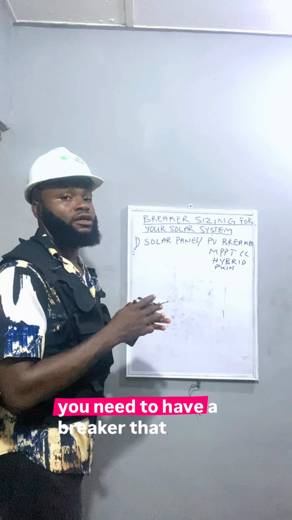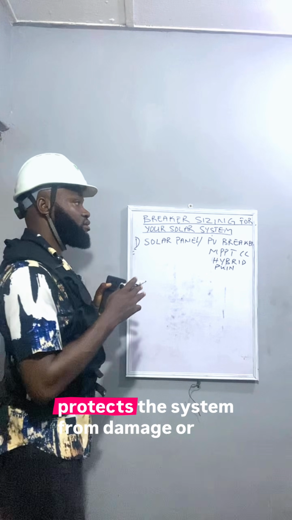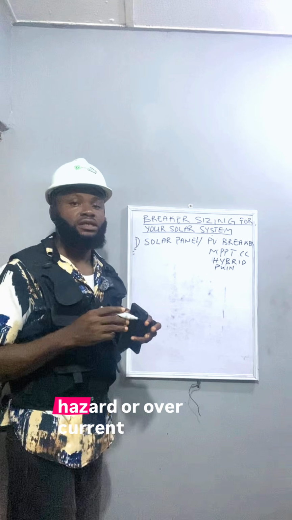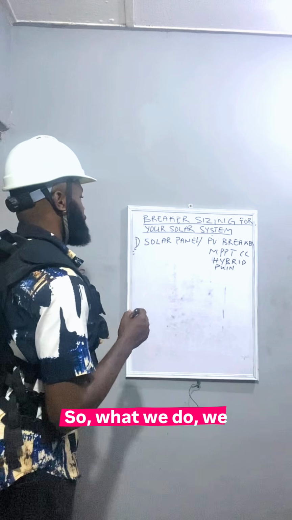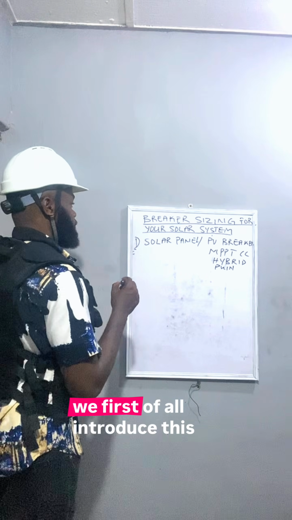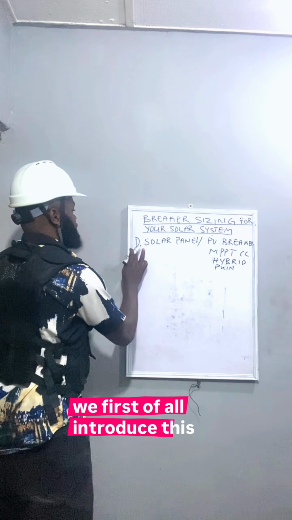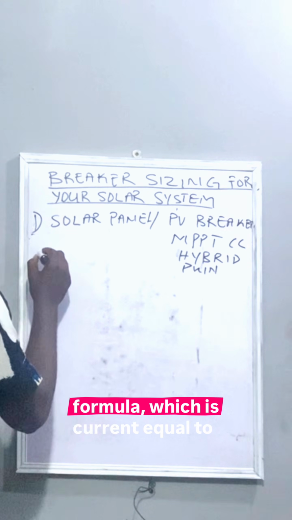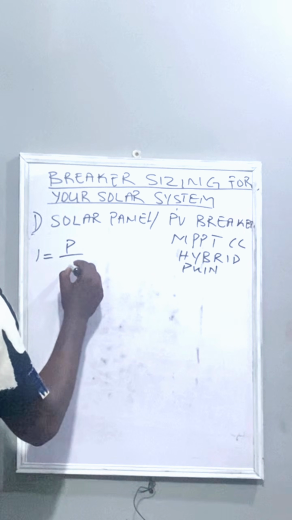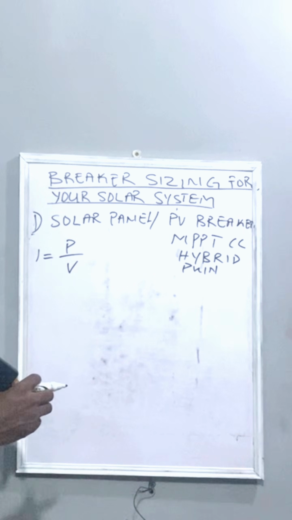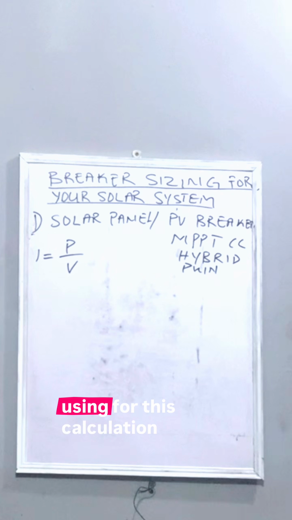You need to have a breaker that protects the system from damage, hazard, or overcurrent. So first of all, we introduce this formula, which is current equals power over voltage. This is the formula we'll be using for this calculation.